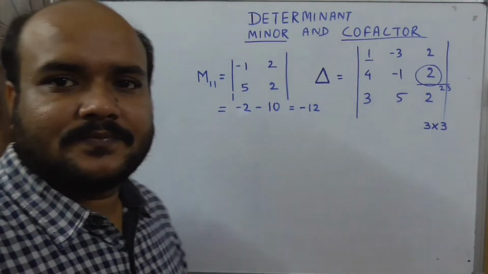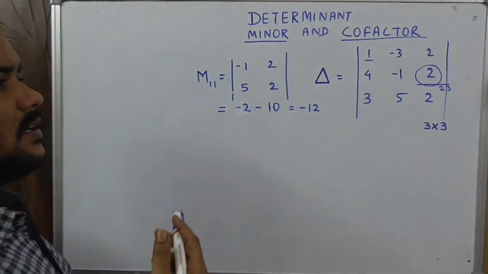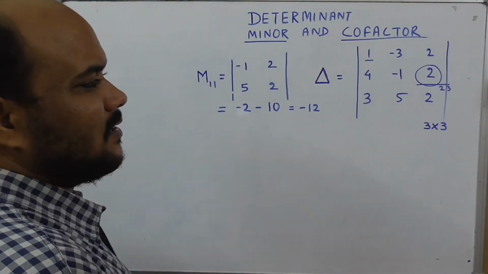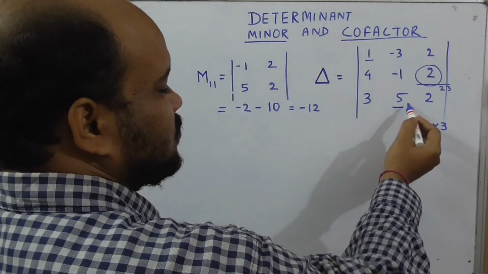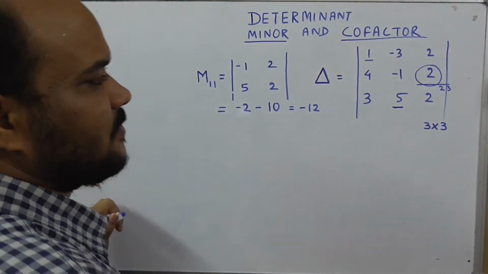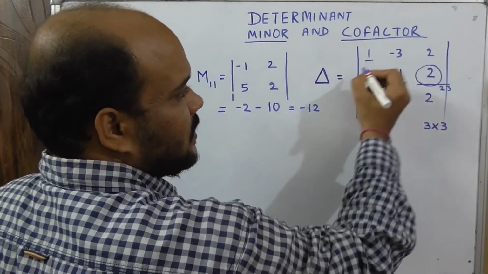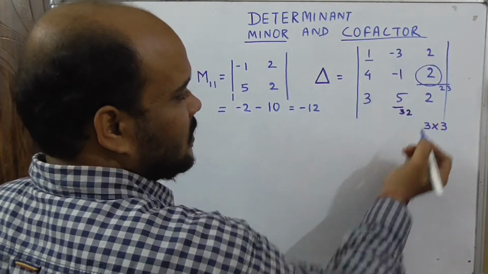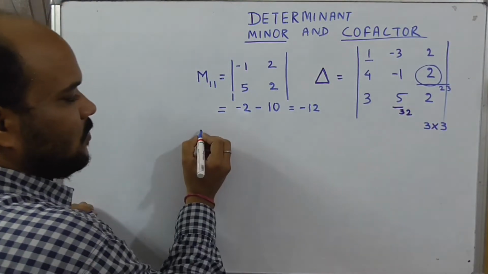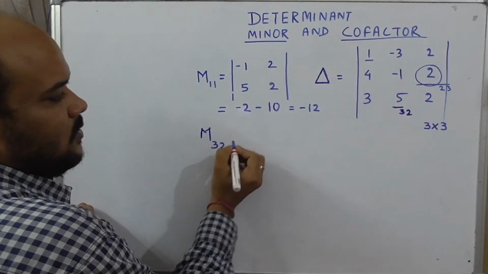Got my point? Similarly, if I need to find the minor at a different place, let's say at this position, what is this position firstly? This is 1, 2, 3: the third row and second column. So basically I want to find the minor M32.